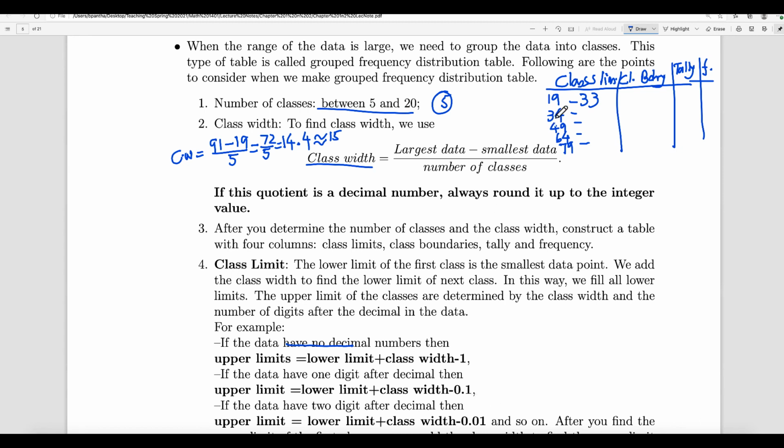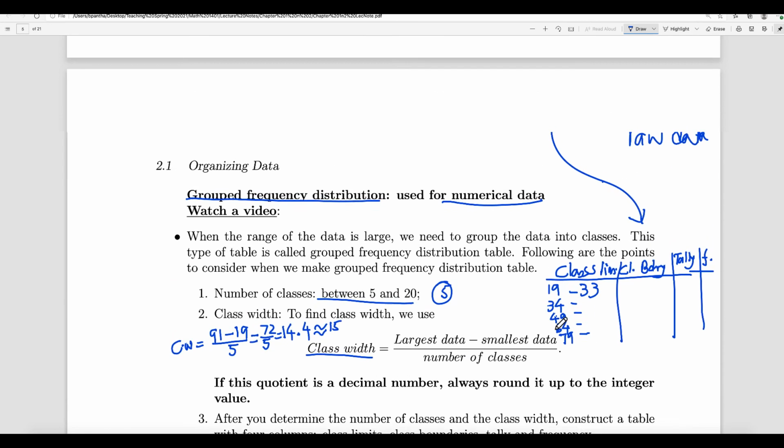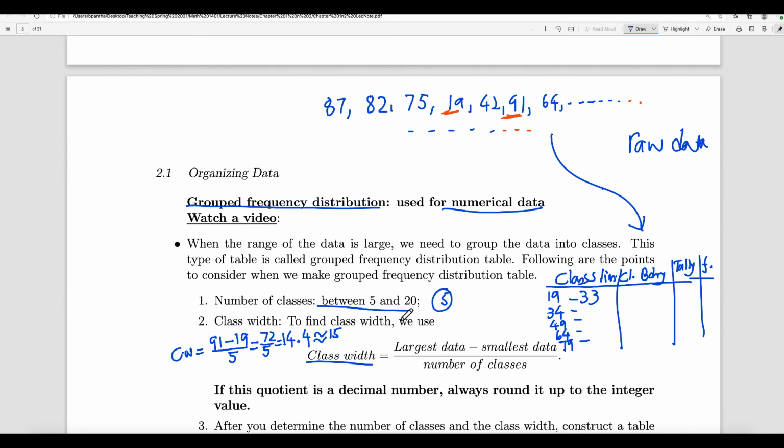So here what we do is, as it is stated here, the lower limit of the first class is the smallest data point. We add the class width to find the lower limit of the next class. In this way we fill all the lower limits. The upper limits of the classes are determined by the class width and the number of digits after the decimal in the data. So here in our data, I added the class width to this number and got the next lower limit.